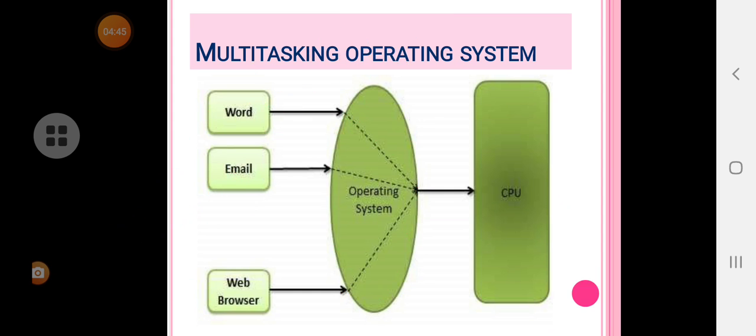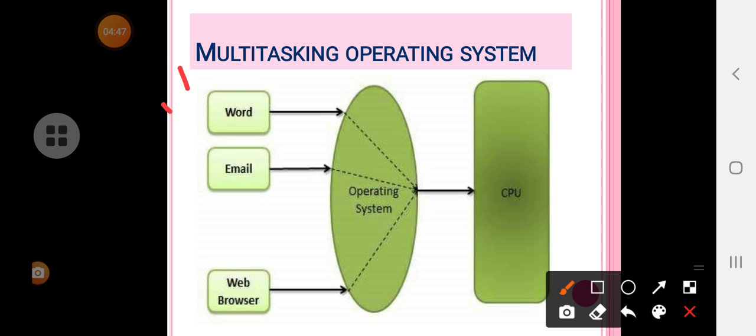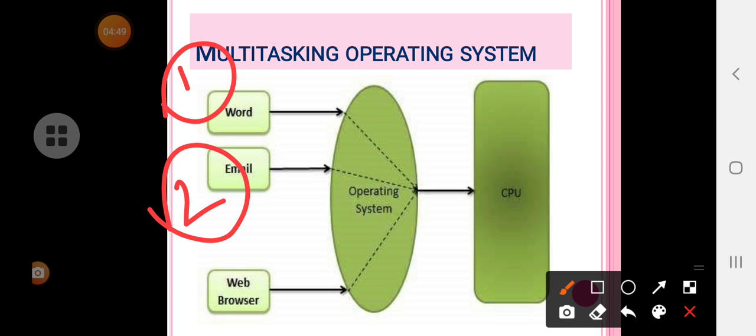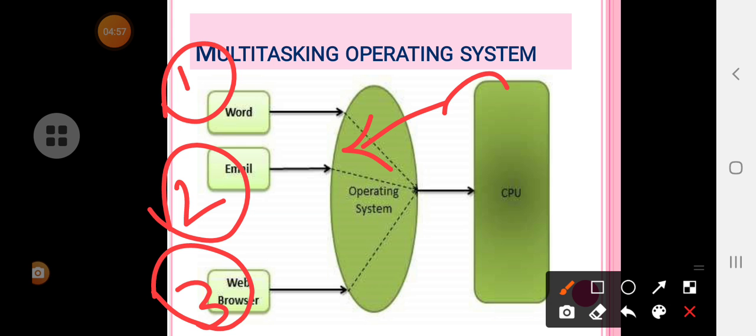Here, how many tasks are done? This is task 1, this is task 2, this is task 3. All these 3 tasks are assigned by the operating system to the processor. This is how multitasking happens in computer systems. Understood? Here more than one task is attended to at a time by the operating system.